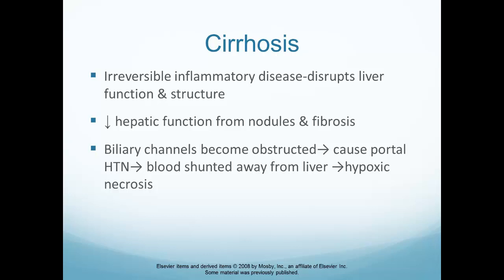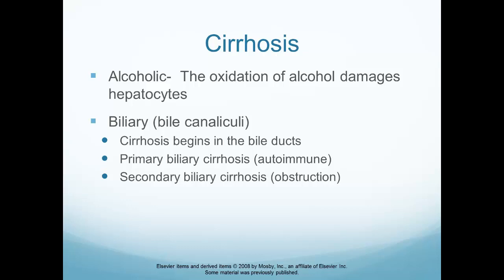And this is going to start to cause, as it says, biliary channels to become obstructed, causing portal hypertension. Blood shunted away from the liver is then going to cause hypoxic necrosis of the liver, which then further worsens the cirrhosis. Cirrhosis can be caused by too much alcohol ingestion.